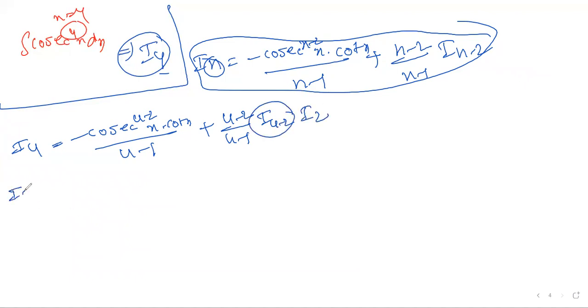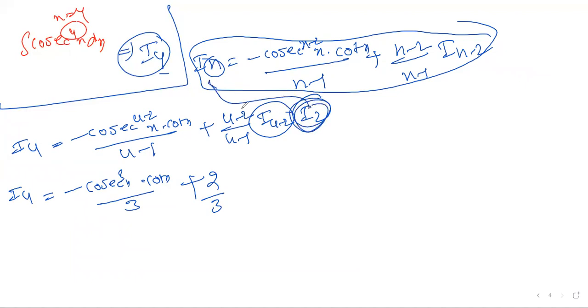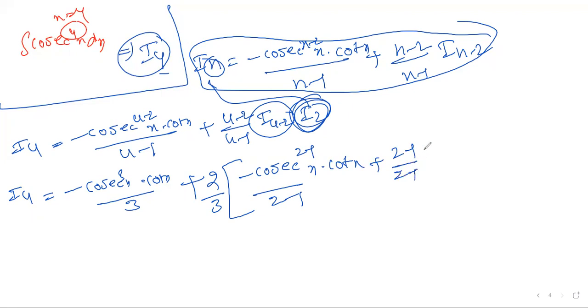Next, I4 is equal to minus cosecant power 3 x into cot x by 3, plus 4 minus 2 by 3, this is I2. So I2, you can substitute over here once again. Rewrite it. I2 is equal to what? Again, the formula should be applicable: minus cosecant power 2 minus 1 x by 2 minus 1 into cot x, plus 2 minus 1 by 2 minus 1 into I2 minus 2. This is nothing but I0.